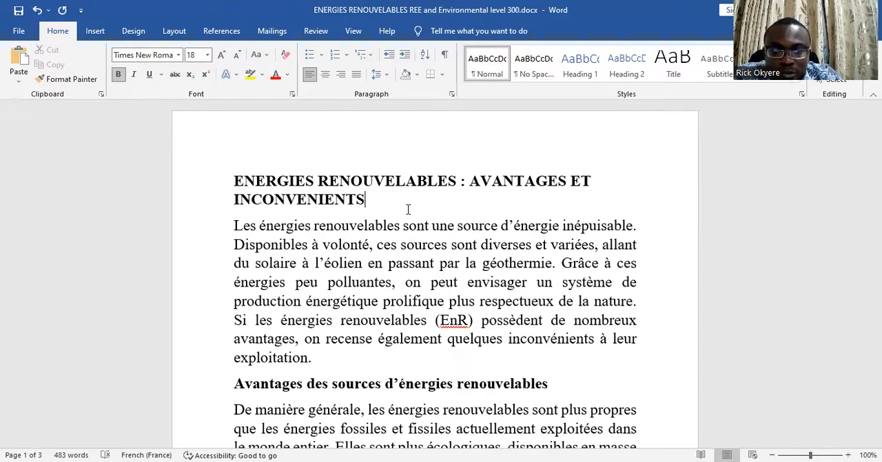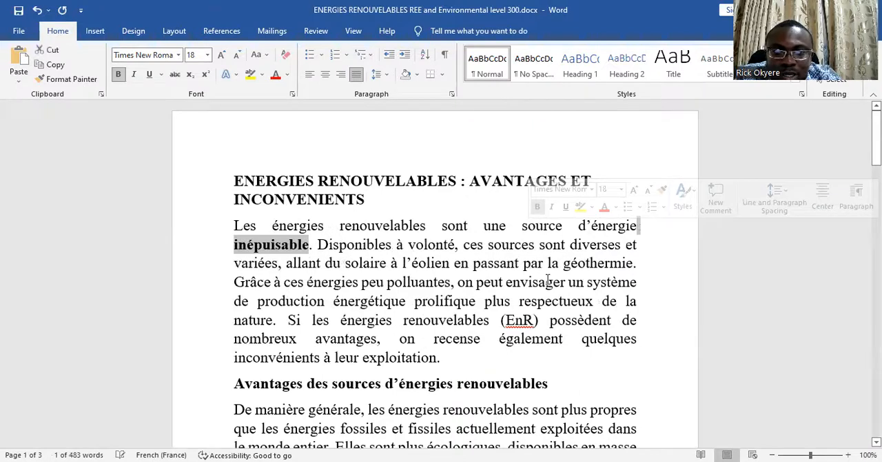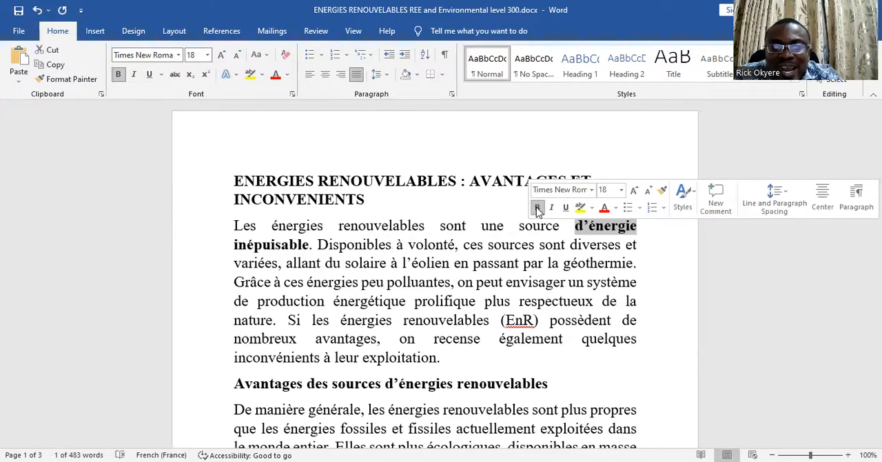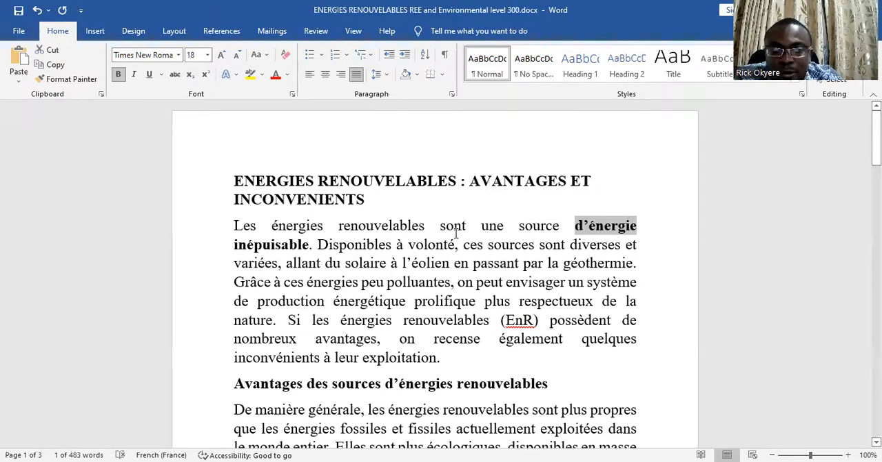L'énergie renouvelable, okay? Renewable energy sont une source d'énergie inépuisable. So these are keywords. I'm highlighting the keywords. Quand on parle d'une source d'énergie inépuisable, on parle de quoi? What are we talking about? Okay. Energy inépuisable is energy that cannot be overused, that cannot finish. It can always be used.